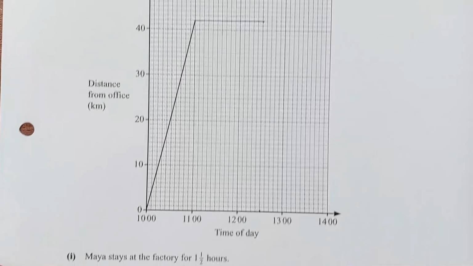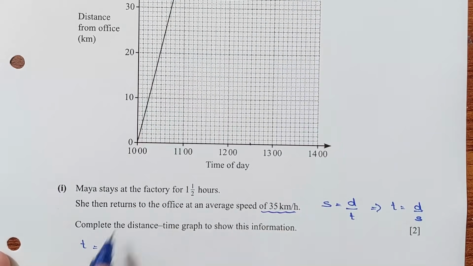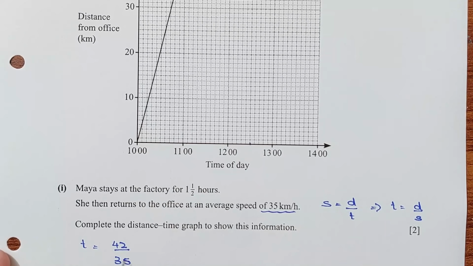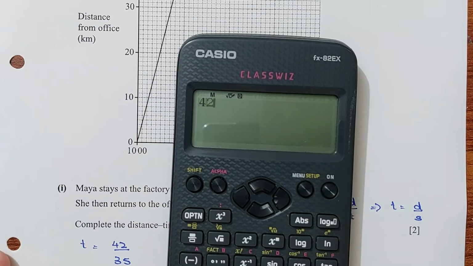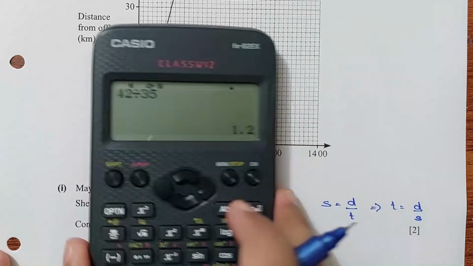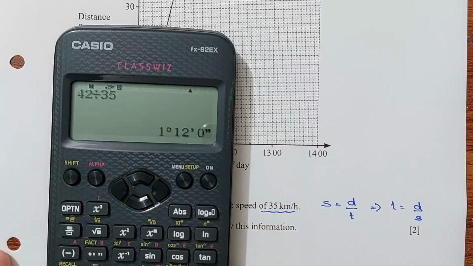The distance is 42, right? The distance is 42 and the speed we have is 35. 42 kilometers, 35 kilometers per hour, so the time is in hours, right? 42 divided by 35, this is 1.2 hours, right? So what is 1.2 hours? This is equal to 1 hour and 12 minutes, right?